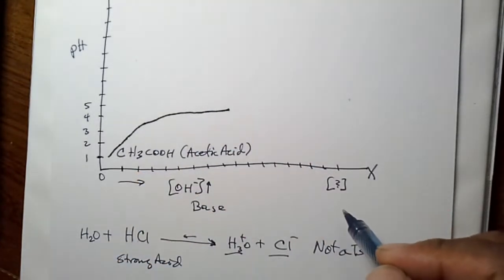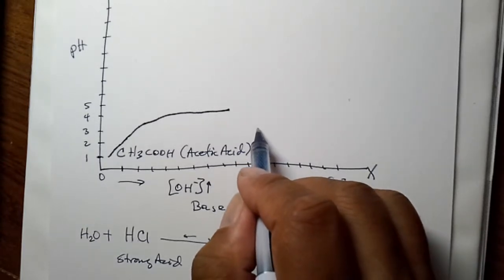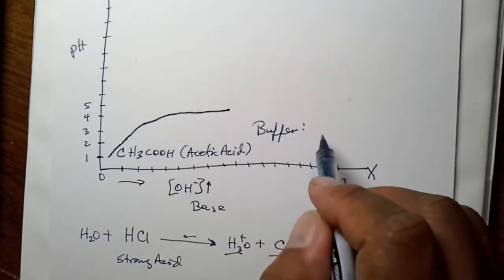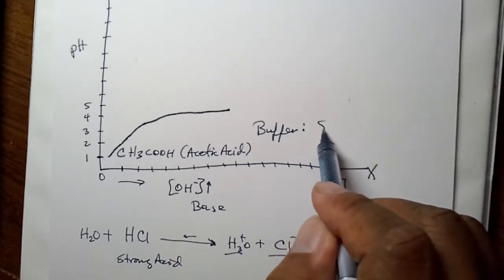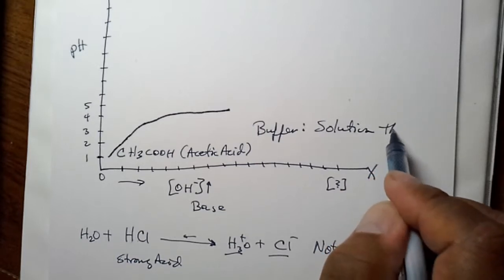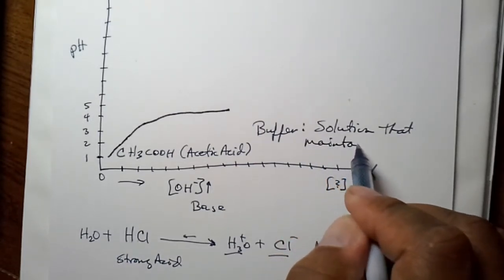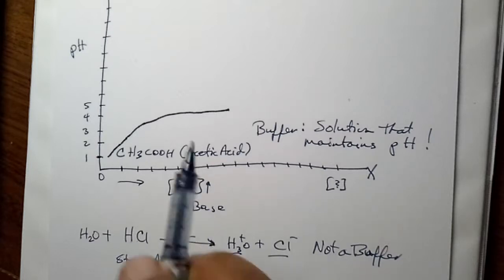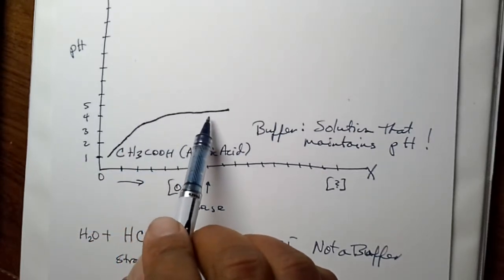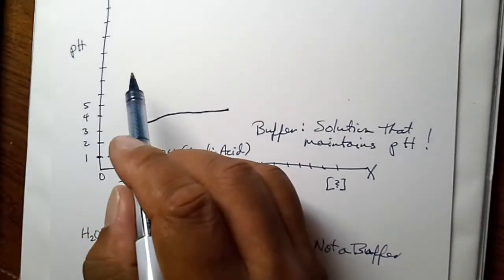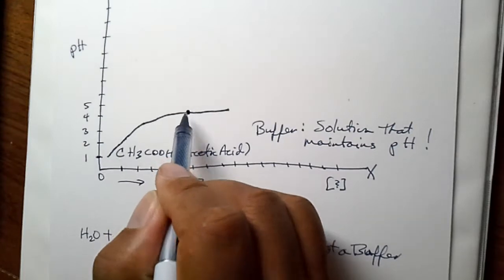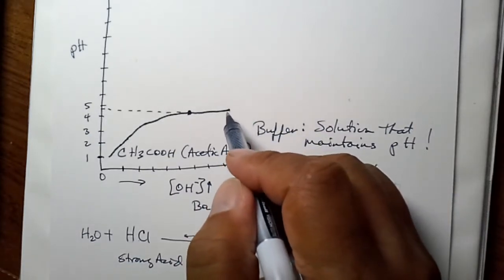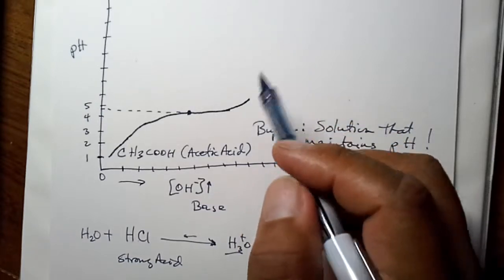And what is a buffer? I haven't defined it yet, but I can define it here. A buffer is a solution that maintains pH. Simple as that. How do you maintain pH? Well, this is an example of maintaining pH. At about a pH of 4.8, which is right about here, this would be considered the center or the midpoint of our buffer range.